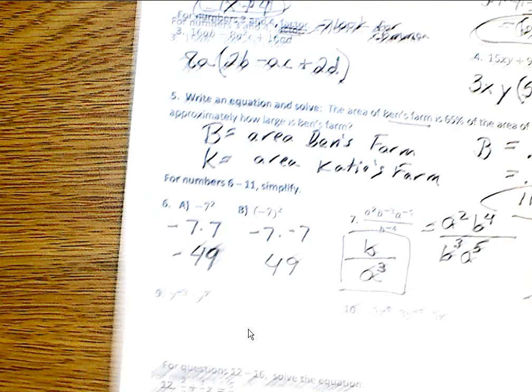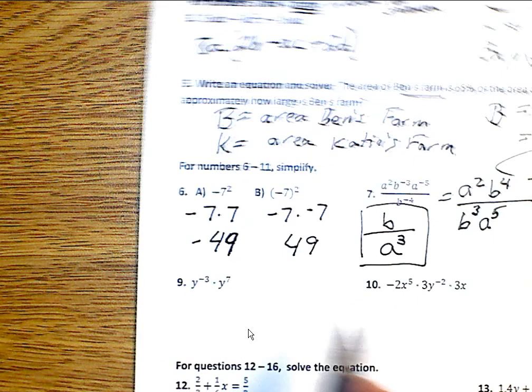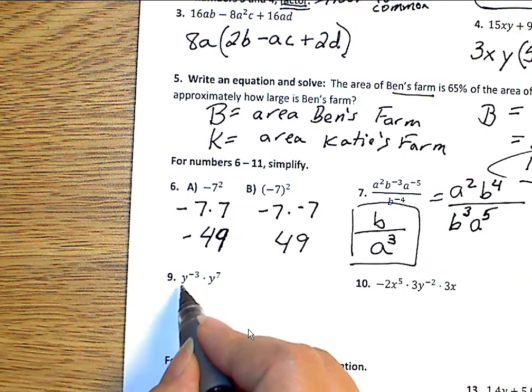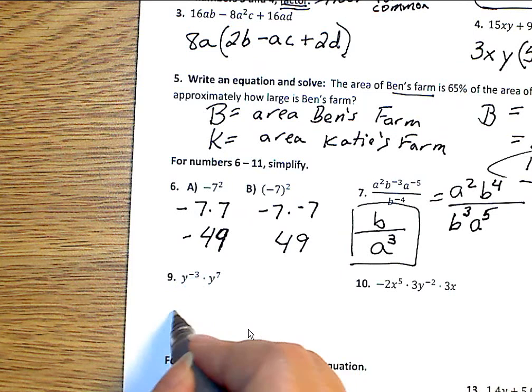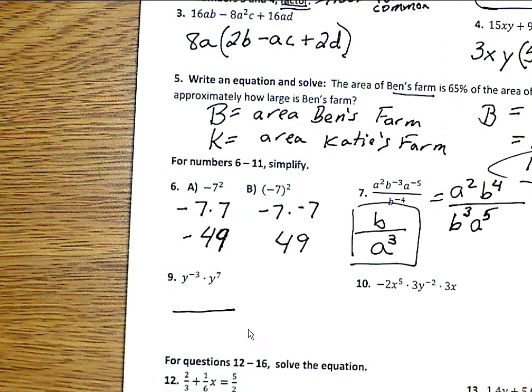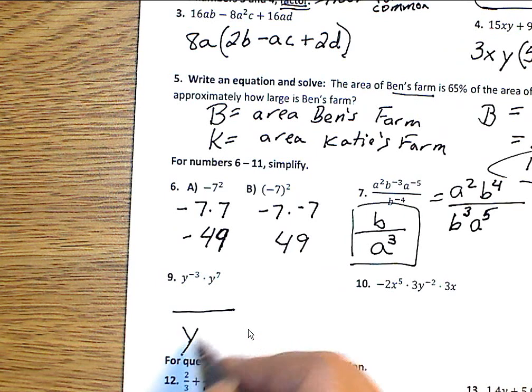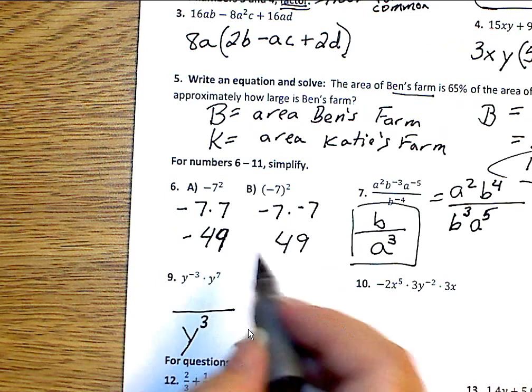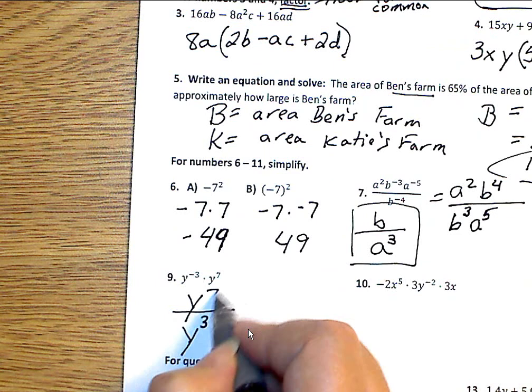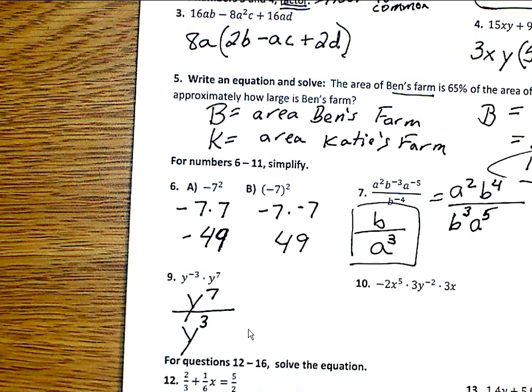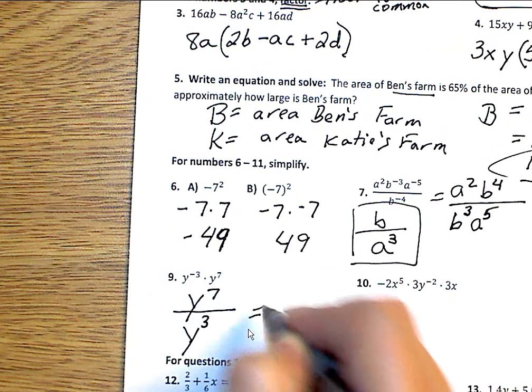Alright, number 9. Number 9 we have here, we have y to the negative 3. Is that going to be top or bottom? Bottom, and what am I going to write? Y cubed is right. Y to the 3rd, y cubed. Top, we have y to the 7. So if I had 7 on the top and 3 on the bottom, how many are left? 4. So that's on the top, so I have y to the 4th.